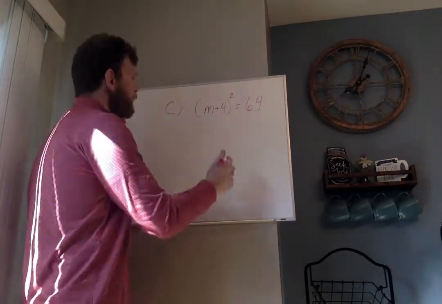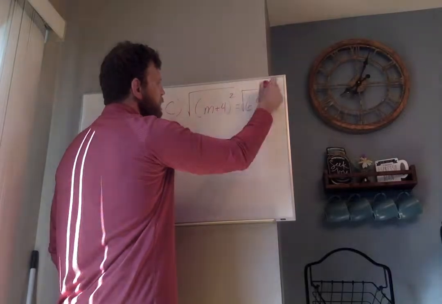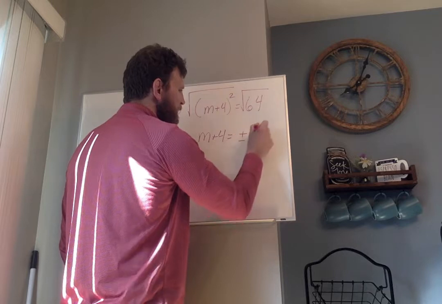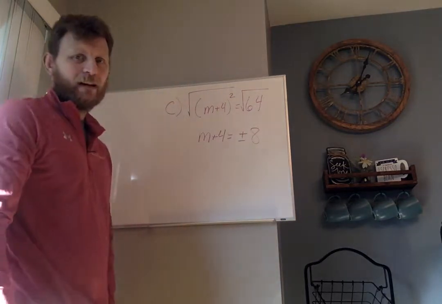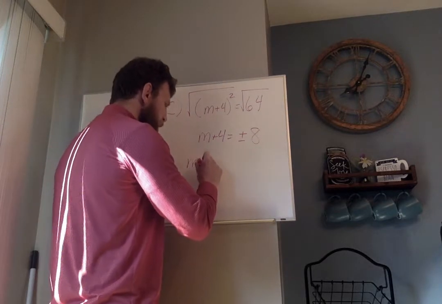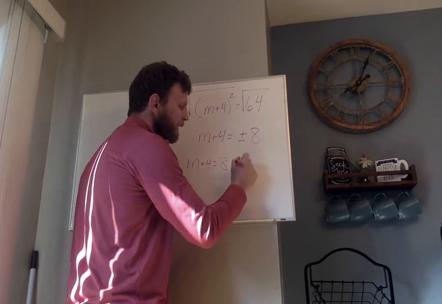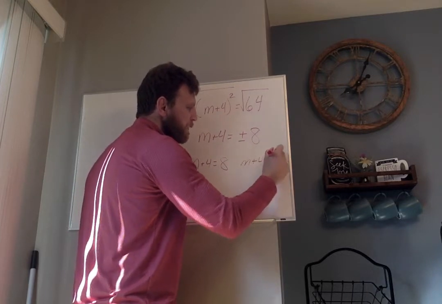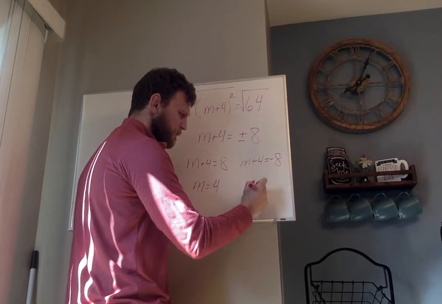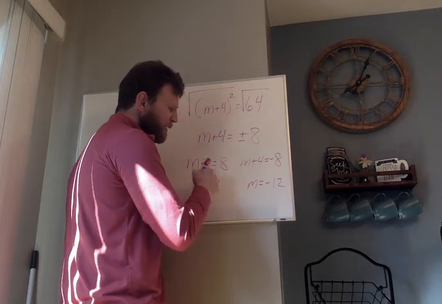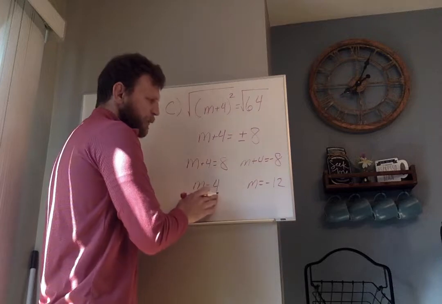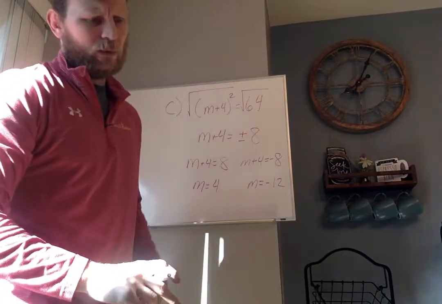So what would I do here? Well, I would take the square root of both sides. So I have m plus 4 equals plus or minus 8. Now, this stands for m plus 4 equals 8, and m plus 4 equals negative 8. So here I get m equals 4, and here I get m equals negative 12. Why? Because I subtract 4 from both sides, and I get 8 minus 4 is 4, and negative 8 minus 4 is negative 12.